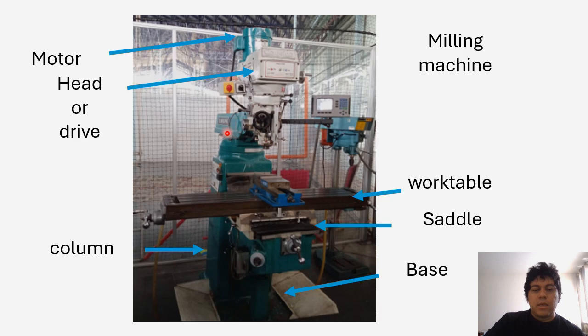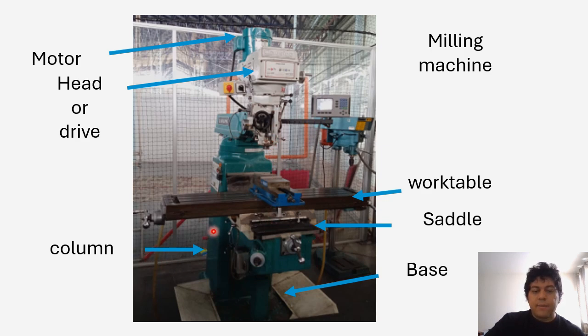Now we continue here on the work table. The work table is going to handle all this part, this little part in here, which is also called the saddle, in order to move the carriage, which is going to hold the fixture or the jig as well. You can call it a jig, in order to proceed with the manufacturing process.